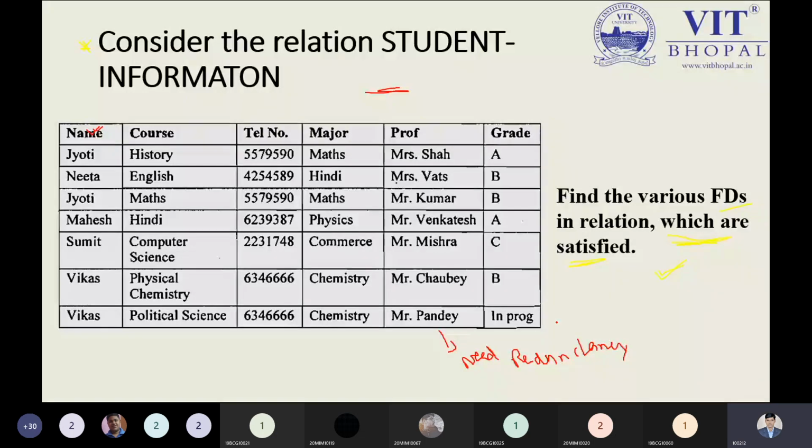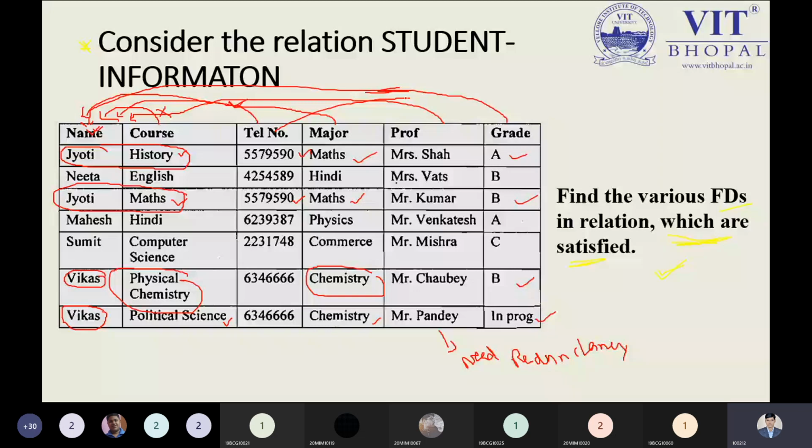Just tell me right now. Is this clear to all right now? Telephone and grade can't have it. See, telephone and grade can't have it. The telephone and major can't have it. There will be no sense. Okay? Now clear?